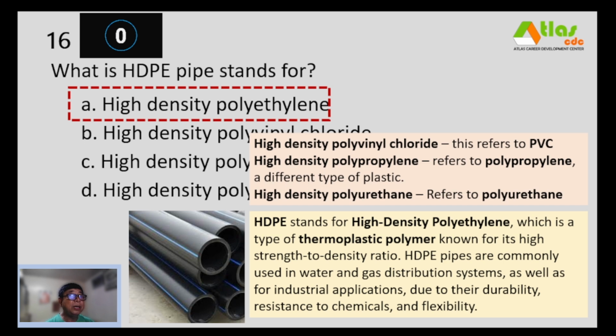High-density polyvinyl chloride, on the other hand, refers to PVC. High-density polypropylene refers to polypropylene, a different type of plastic. And high-density polyurethane refers to polyurethane.